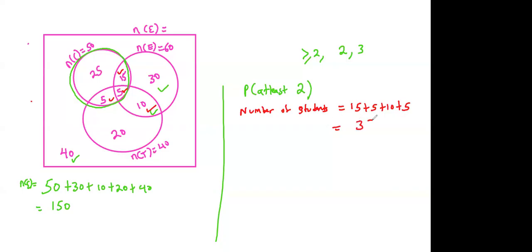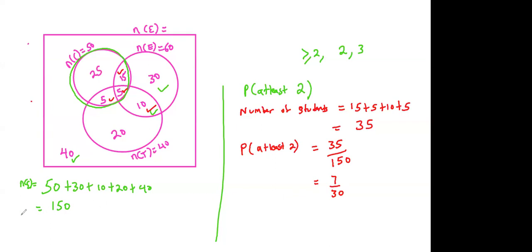So I'm getting 35. Now, since they asked us the probability, then you say probability that a student contracted at least 2 will be equal to 35 divided by the total number of 150. So this will give you 35 divided by 150, which gives us 7 out of 30.